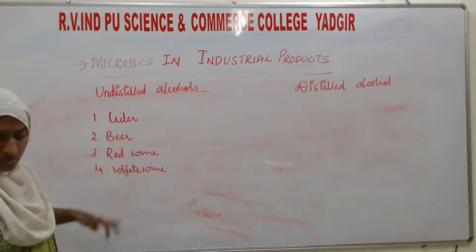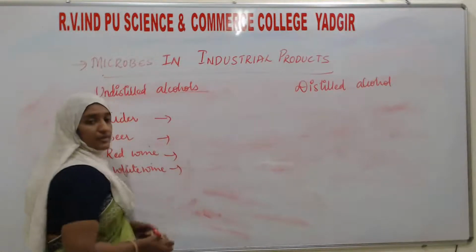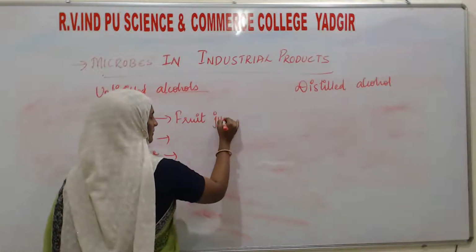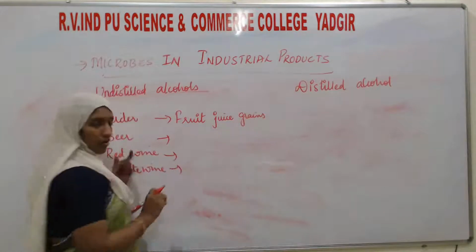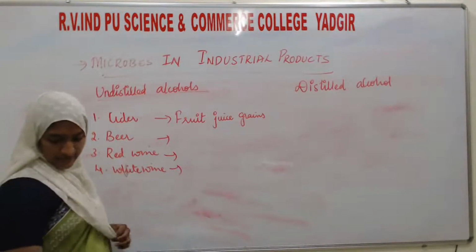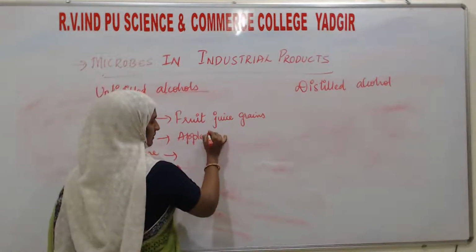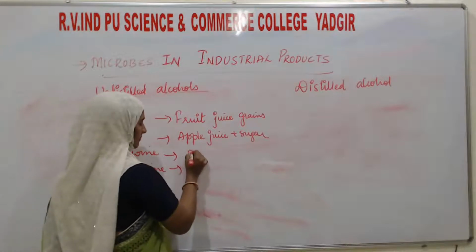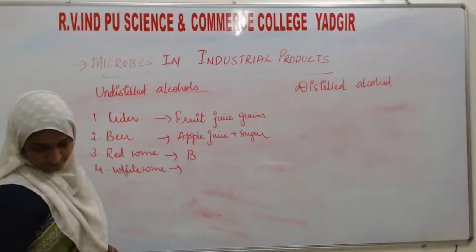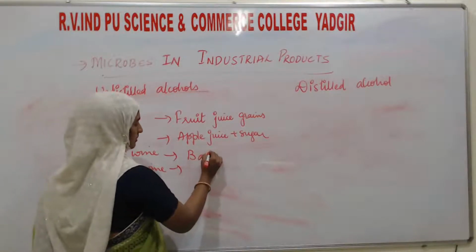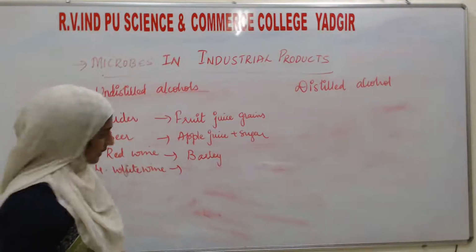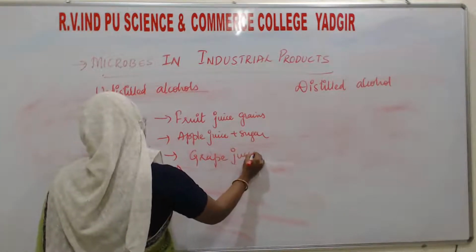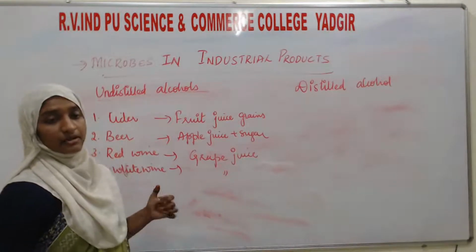Among these, the cider will have what raw material used in its production? That is fruit juice and grains. What is the raw material used in the production of beer? That is barley malt. For red wine, sorry, it is grape juice. The same thing is used in white wine. White wine means that is the champagne, what we call.